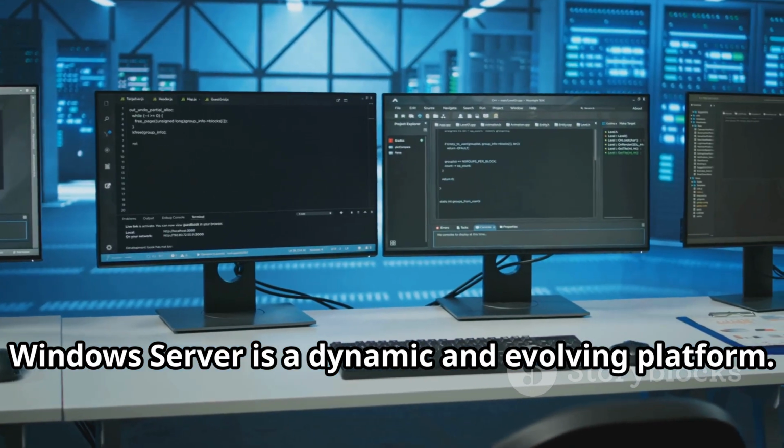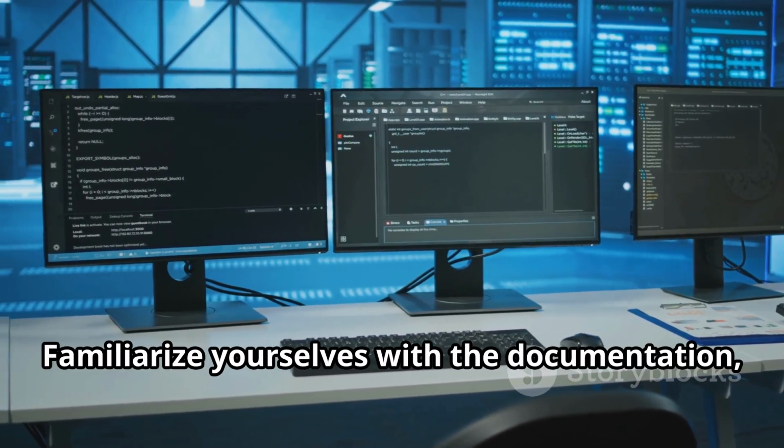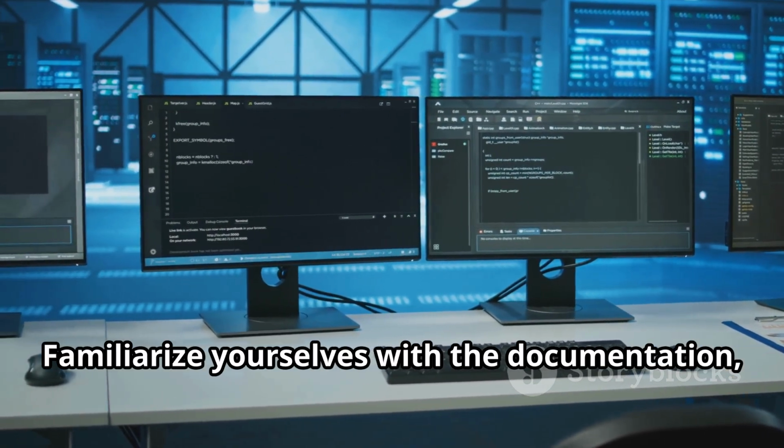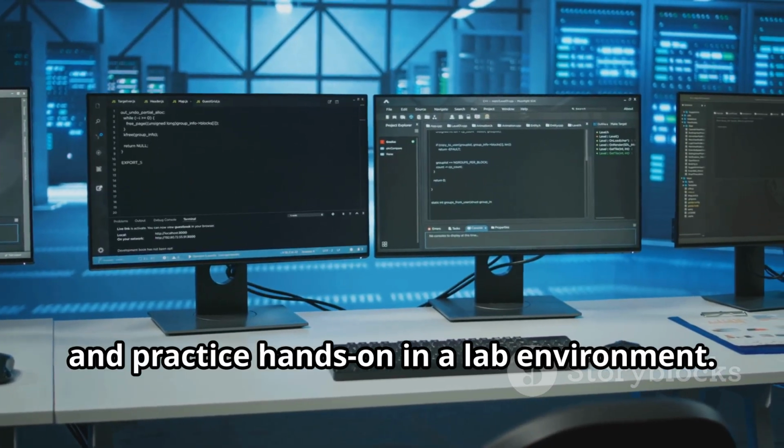Windows Server is a dynamic and evolving platform. Continuous learning is key. Familiarize yourselves with the documentation, explore the PowerShell cmdlets, and practice hands-on in a lab environment.